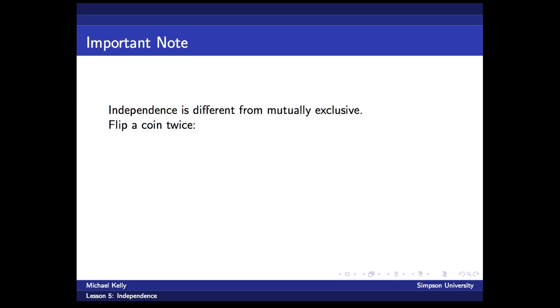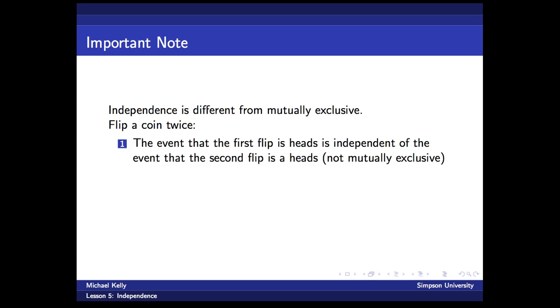Oftentimes, independent events are confused with mutually exclusive events. So if we flip a coin twice, the event that the first flip is a heads is independent of the event that the second flip is a heads, but they're not mutually exclusive. Mutually exclusive events are things that can't both happen, and we can certainly flip a heads and then flip a heads again.